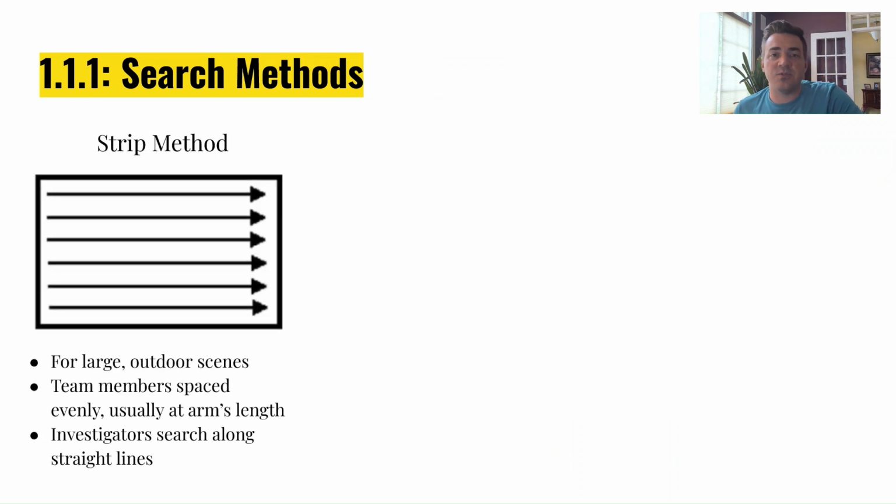So first of all, you have the strip method. And the strip method is mostly used for large outdoor spaces. So think about, like, if there was a scene maybe like in a parking lot or in a field somewhere, maybe you'd want to use the strip method. And in this method, investigators, members of the investigation team, all line up, usually about arm's length apart from each other, and slowly walk and just search the scene. They line up along one side, right? Start here, and then they slowly work their way across the scene, whatever that might be, looking for evidence, looking for clues along the way.